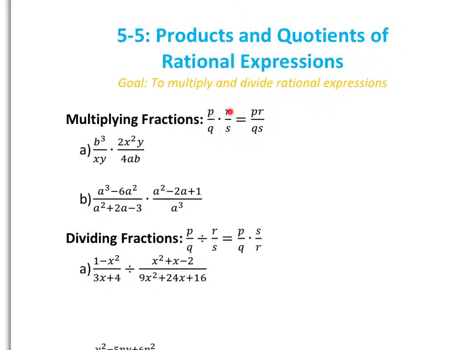So multiplying fractions we've already talked about in section 1. You multiply straight across, so it'd be p over q times r over s equals pr over qs. You guys know that pretty well. Okay, so these two quick examples. You don't even have to combine them first if you're multiplying. You could just start canceling right away.